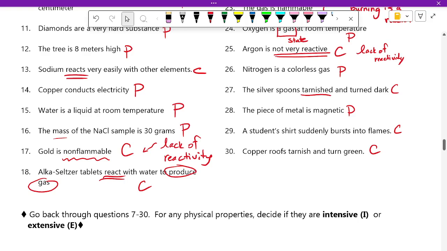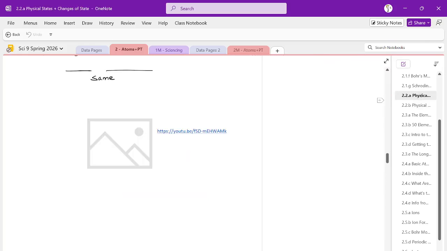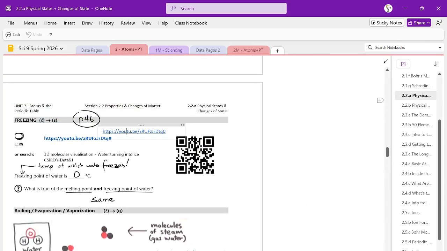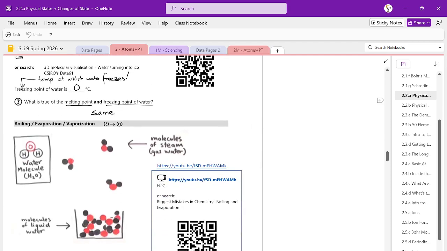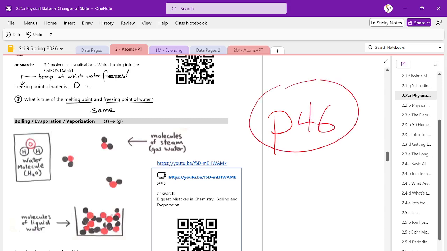I'm going to let you go through on your own and decide if things are intensive or extensive if you want to. You don't have to, okay? So now what we're going to do is go back, because last day we looked at water melting. We looked at a video of that. Today, I thought it might be nice if we looked at how things boil and what it looks like when things boil. And Tyler DeWitt is going to help us out with that. So we are on page 46. Okay, 46.